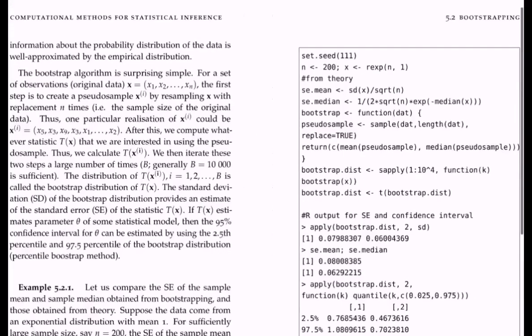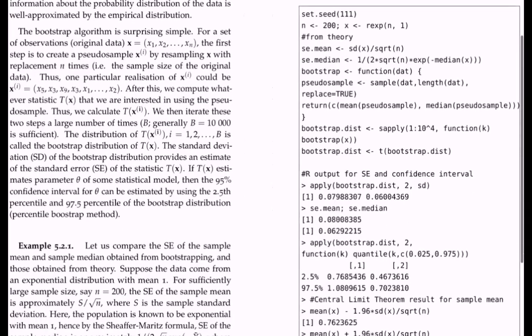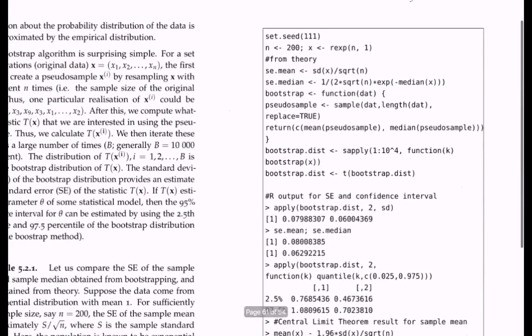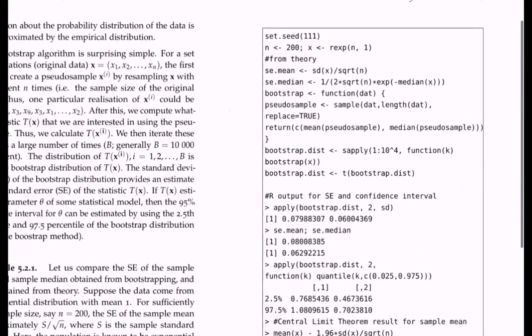Okay, so let me see. All right, so you go to this part here. I want to check if you use the Sheather-Maritz formula for the standard error of the sample median, that's about 1 over 2 square root of n times the exponential density at the median, right? So let's look at the R code.